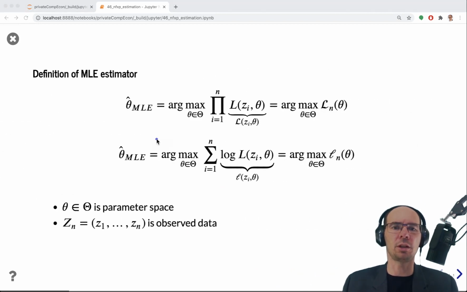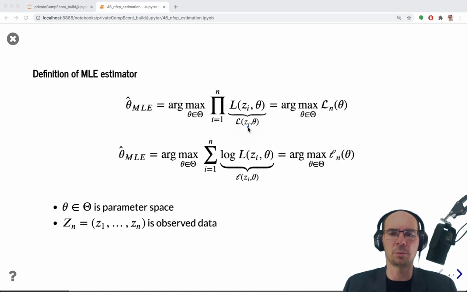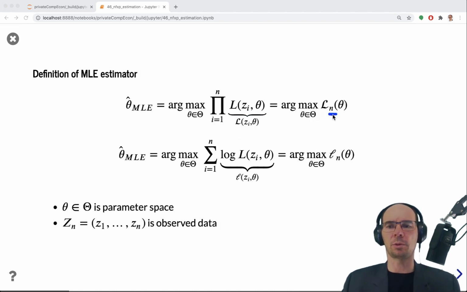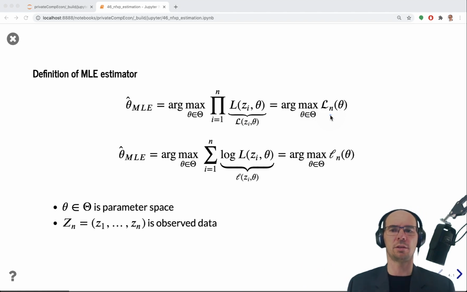That's the definition of the MLE estimator, the maximum likelihood estimator. It's the argmax, so the value of theta that maximizes the likelihood function. And here I'm introducing new notation. This L of z_i is going to be the likelihood of a particular observation, and the subscript n is denoting the likelihood of the whole sample of IID observations, n of them.